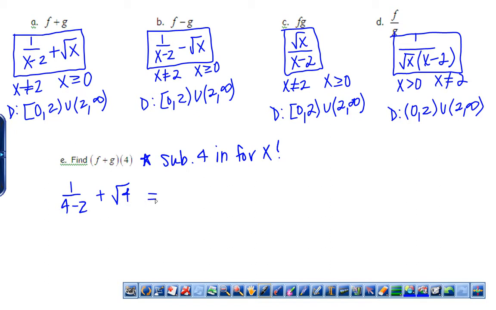So I'm going to simplify this. That gives me 1 over 2, and I'm going to add the square root of 4, which is 2. I'm going to add that together and get 2.5, or that is 5/2. And that's your final answer.